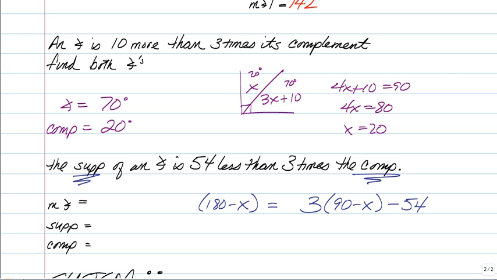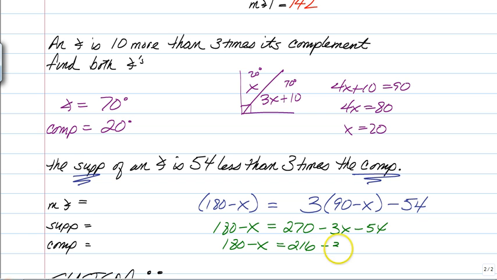And now it's just algebra. Distributing, so we have 180 minus x is equal to 270 minus 3x minus 54. And that'll end up giving you 180 minus x is equal to 216 minus 3x. And as soon as you get done, you're going to have 2x is equal to 36. So x is equal to 18. So we have the angle is 18. Then obviously the supplement is 180 minus 18 for 162. And the complement is 90 minus 18, which is 72. And you are good to go.